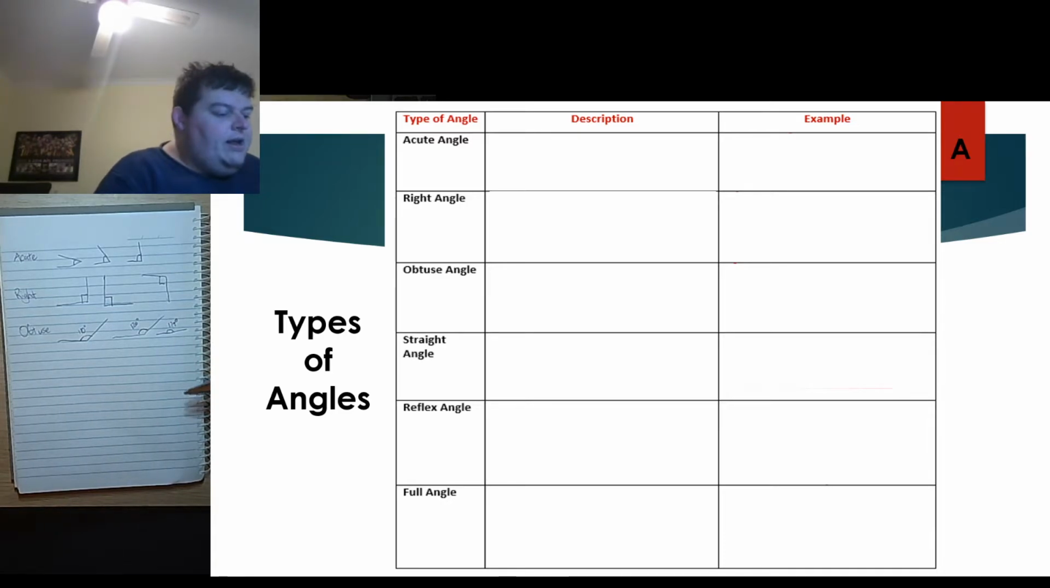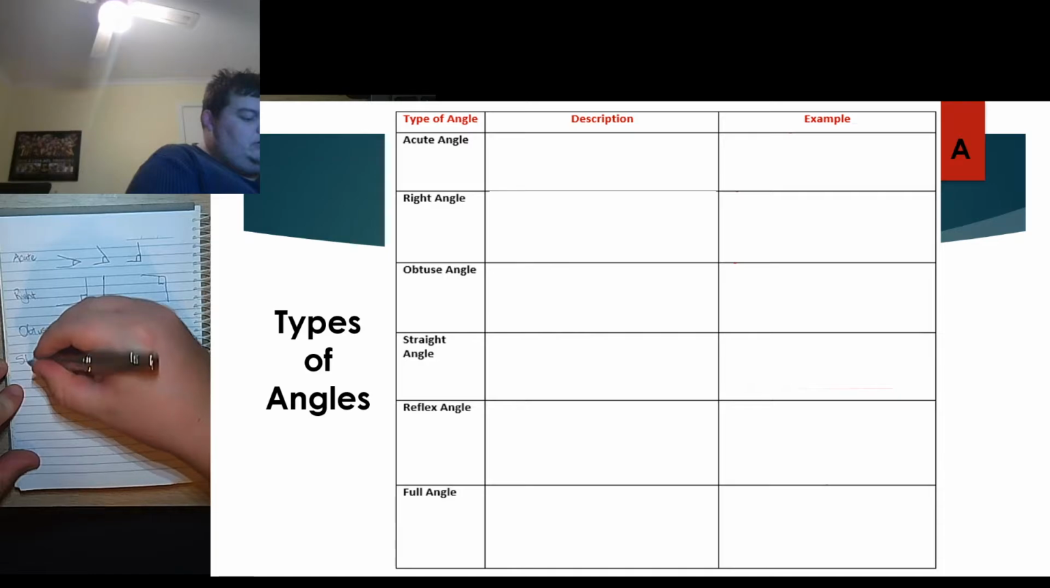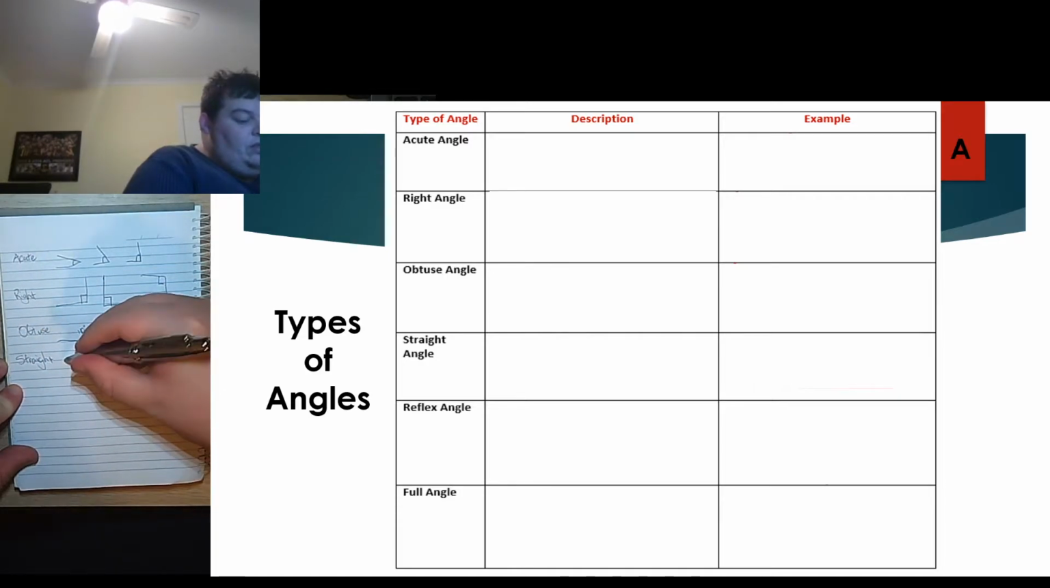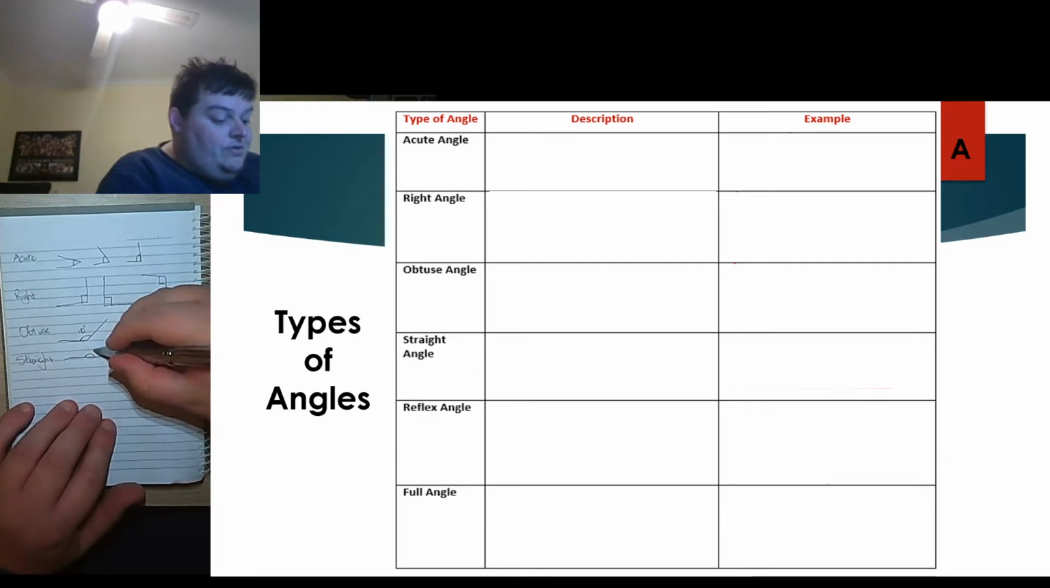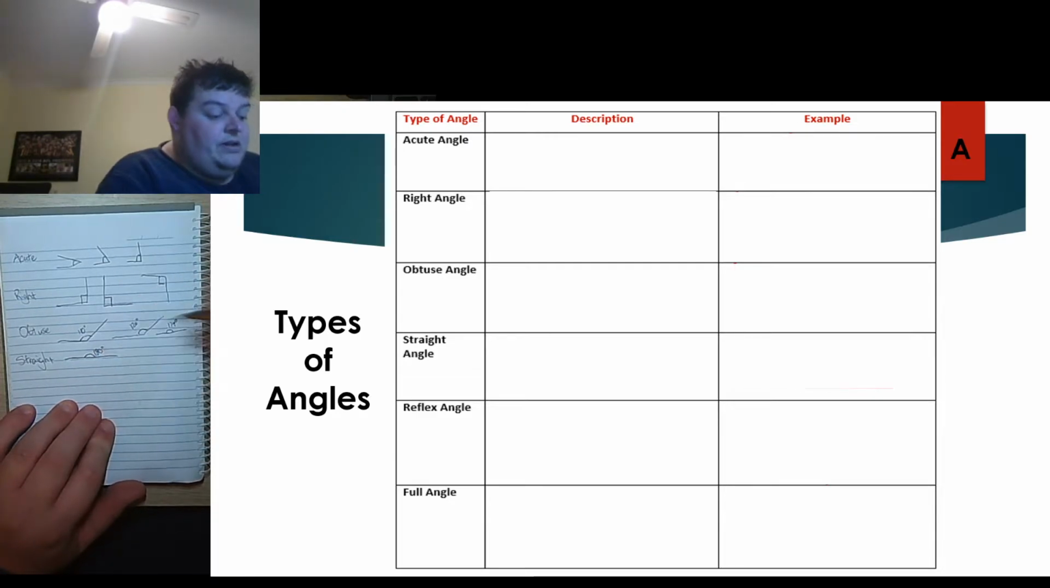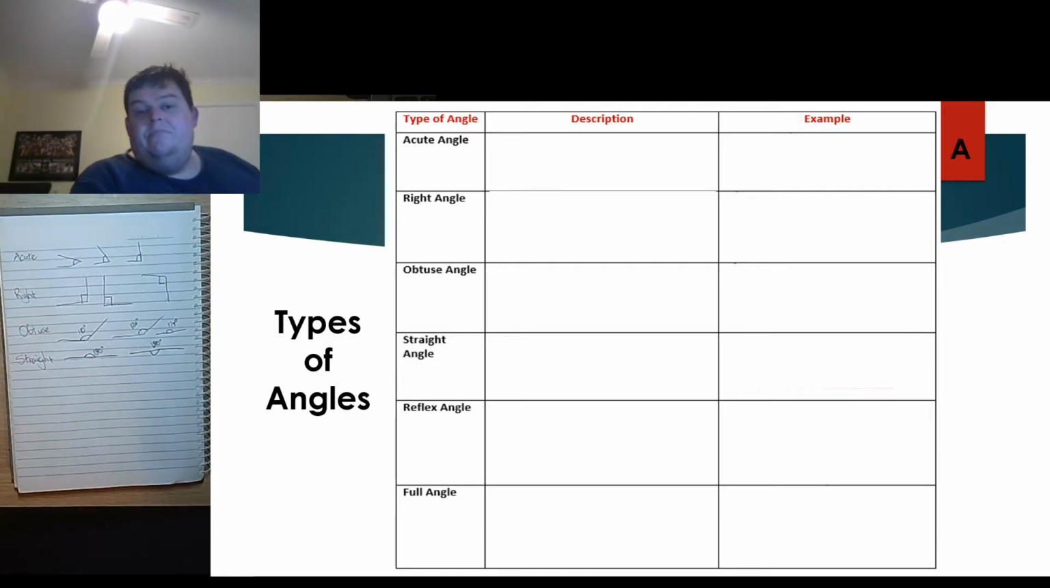A straight angle. It is a line. That is all. So it's a straight line. This angle here is 180 degrees. It can look like that, or it can look like that. Either way, it's a straight angle. It can also go up and down. As long as the angle is 180 degrees, we don't really care.